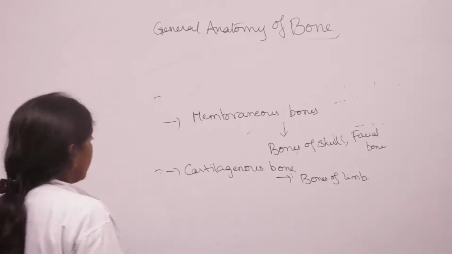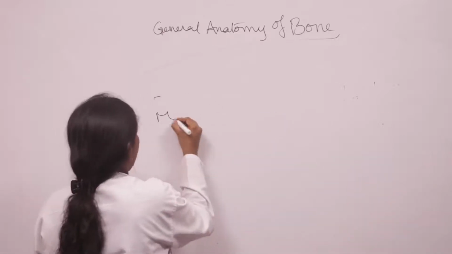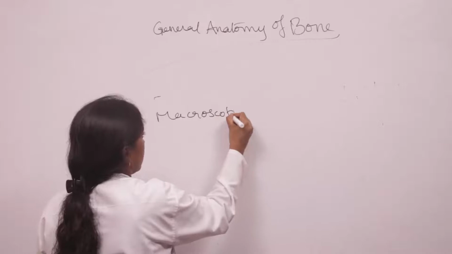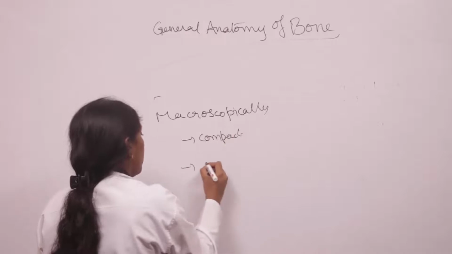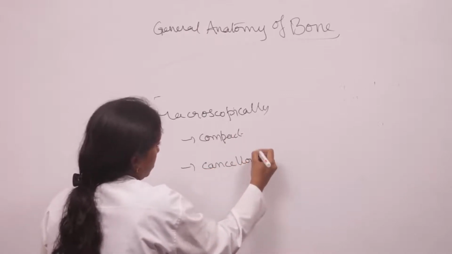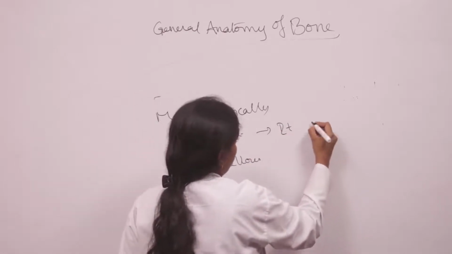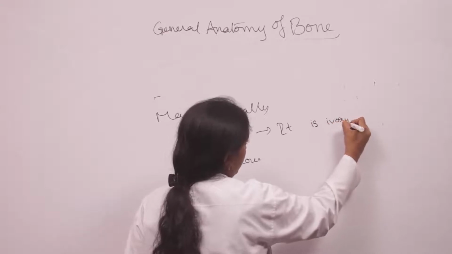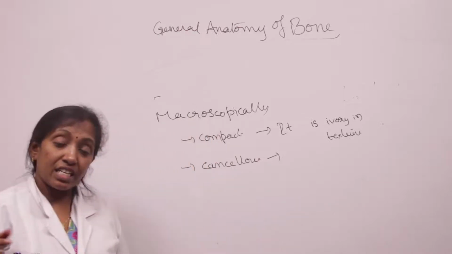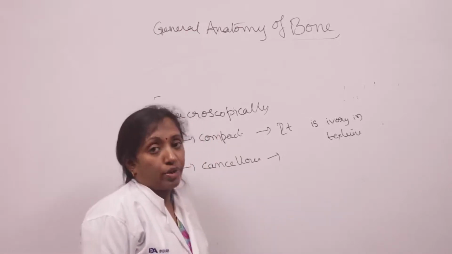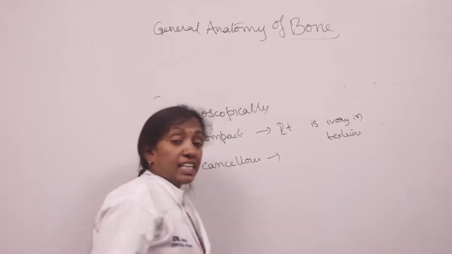Okay, and coming to the macroscopic classification, the bones are of two types: compact bone and cancellous bone. Compact bone's texture is very hard. It is ivory in texture, and it is present in the cortex of the long bone. The compact bone is not porous.